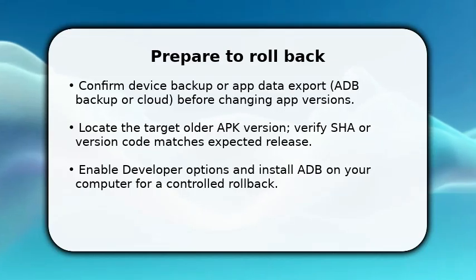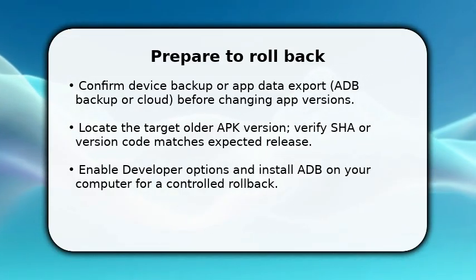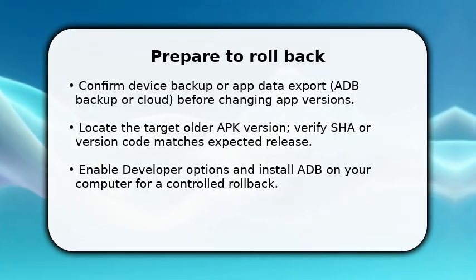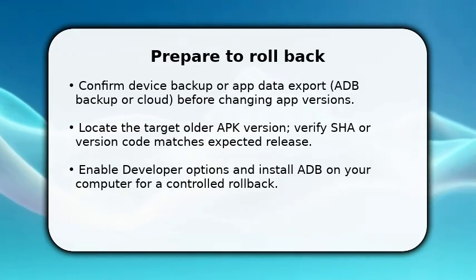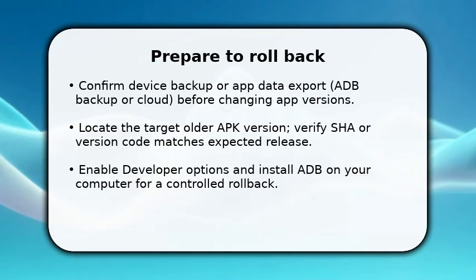Enjoy the video. You start by protecting your data. Back up the app and settings with ADB or the app's export. Once done, find the exact older APK you want and check its version code or SHA to avoid mismatches. This prevents incompatible data schemas.